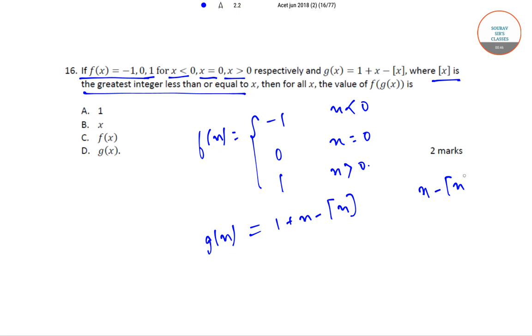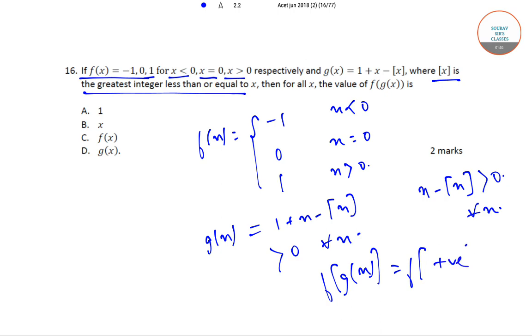Now, x minus [x] is greater than or equal to 0 for all x. So g(x) would be greater than 0 for all x. So f of g(x) would be f of something positive, that is equal to 1. So option A is the correct answer.